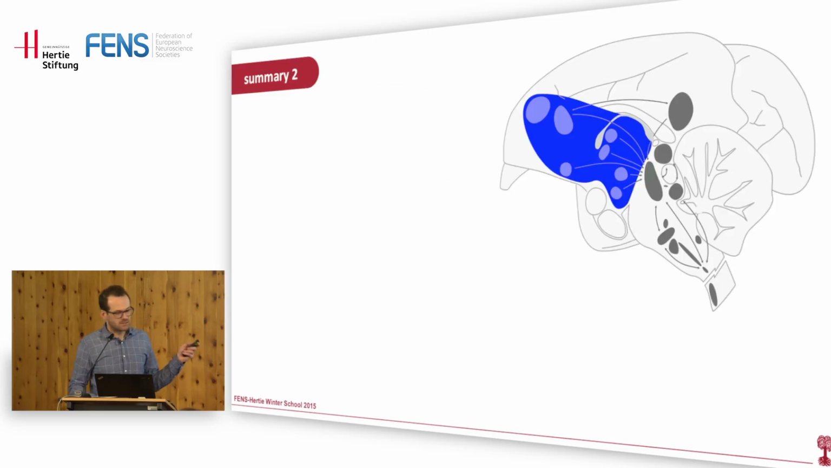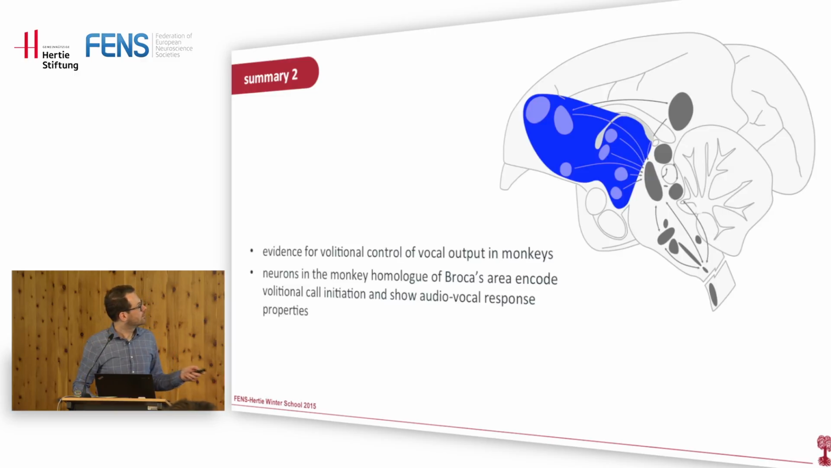Okay, so as a second summary, I hope that I could convince you that we have evidence for volitional control of vocal output in rhesus monkeys, and that we were able to record neurons in the monkey homologue of the human Broca's area that were encoding this volitional call initiation, and that also some of these neurons were showing audio-vocal response properties.